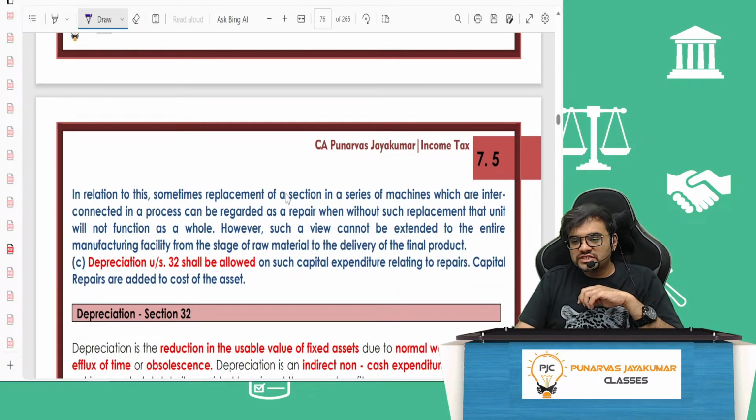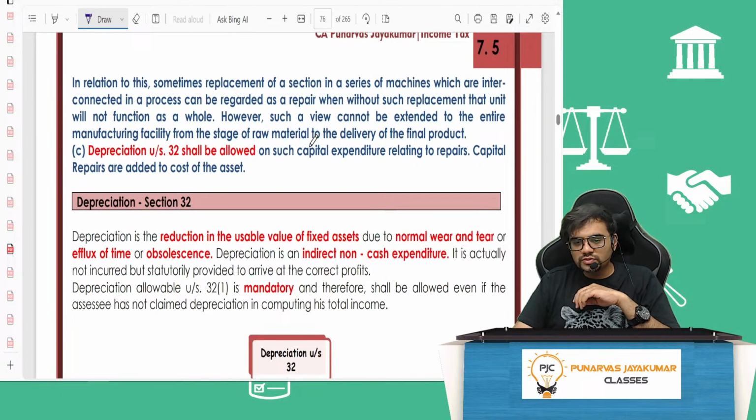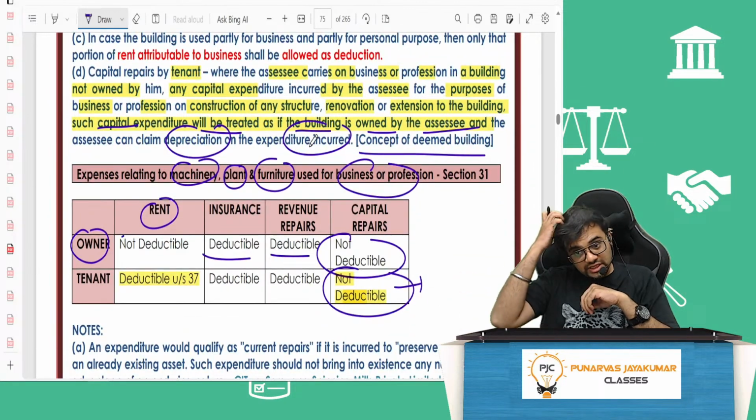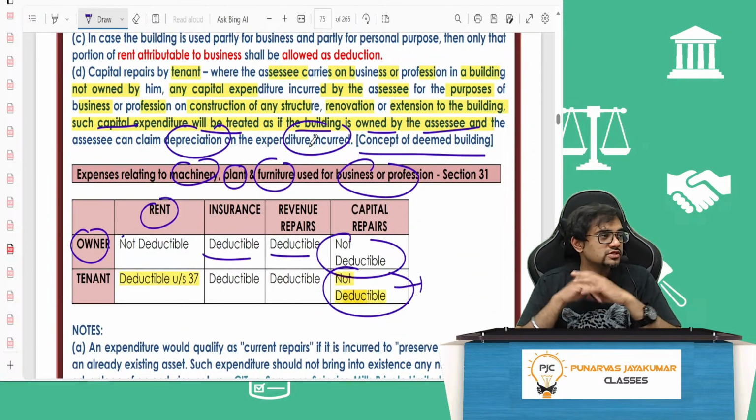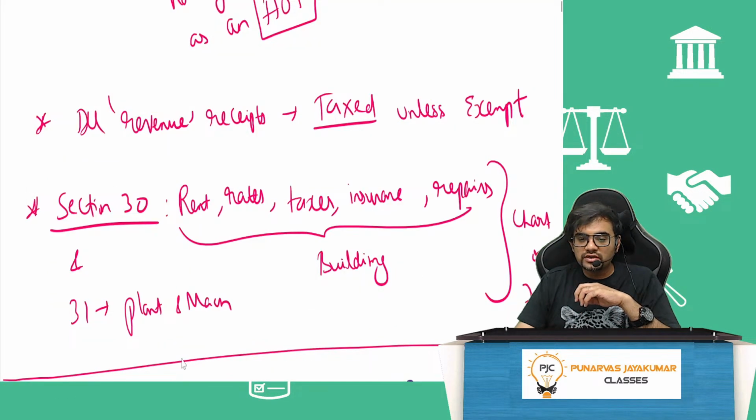Sometimes replacement of a section in a series of interconnected machines can be regarded as repair. Without such replacement, it will not function as a whole. Correct? Yes, that's what it is. So if you see expenses relating to machinery, plant, furniture used for business or profession, what will you think? That is definitely deductible, not deductible, and all those things.